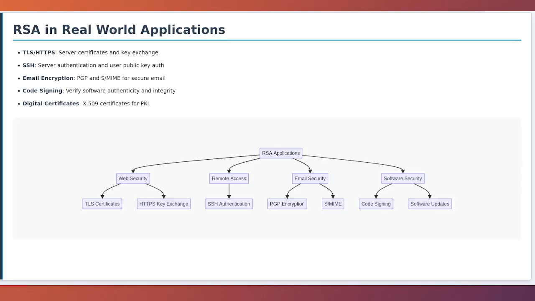Code signing uses RSA signatures to verify the authenticity of software. Operating systems, mobile apps, and software updates are signed with RSA private keys held by developers or organizations. Your device verifies these signatures before installing or running code. This prevents malware from impersonating legitimate software. Code signing typically uses RSASSA-PKCS 1 version 1.5 with large key sizes and SHA-256 or stronger hash functions.